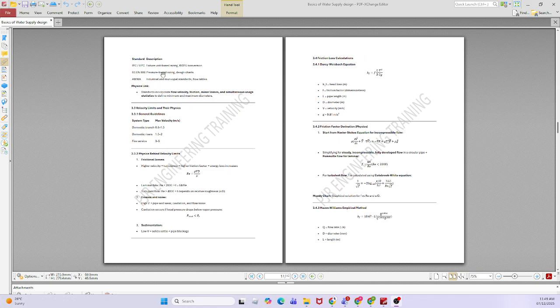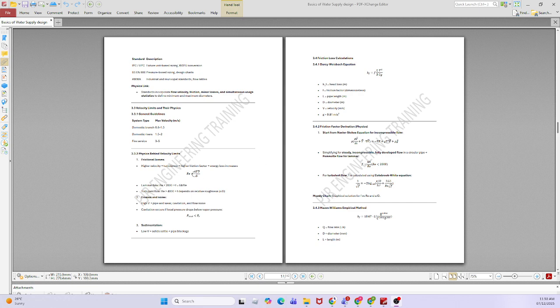Here you can see the standards: piping sizing standard, IPC standard, UPC standard, British standards. Here you can see one example, the velocity, and the physics behind the velocity limit. There are friction losses. Higher velocity may create turbulence, then you have a high friction factor, then energy loss increases, so you may have to pay more electrical charges.